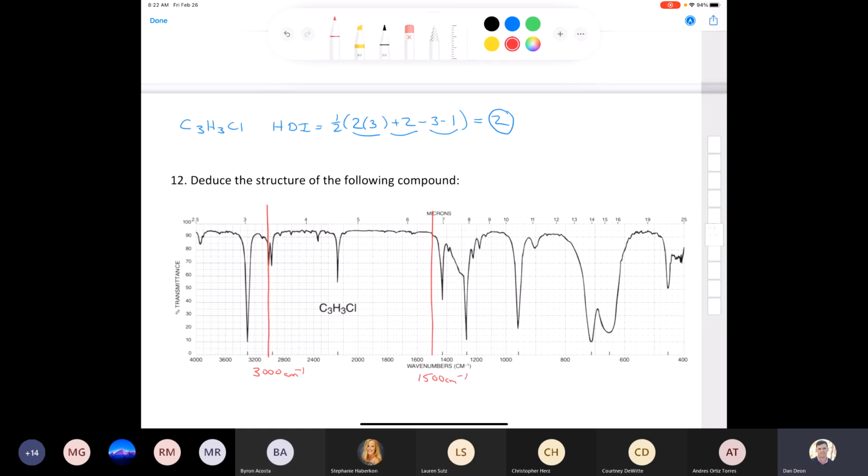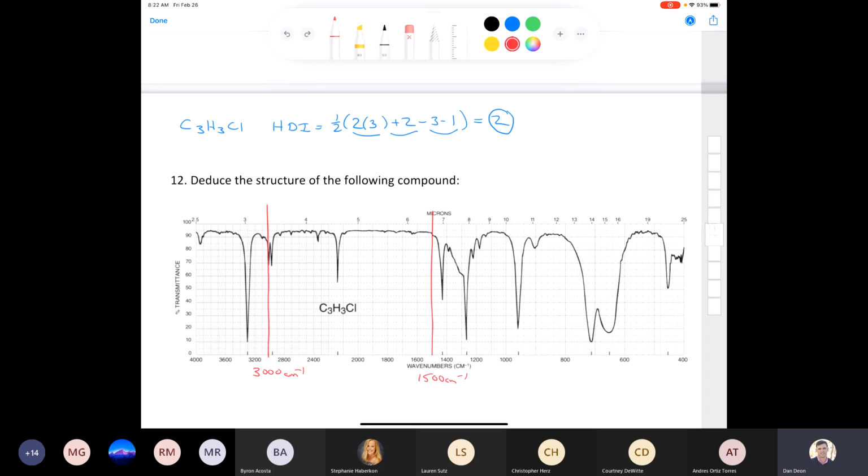Sorry, can you repeat that? Like there's a little peak at 2400. Will that be like a double bond? So 2400, you mean this peak here? Because this is 2400 right here. Yeah, that one. I would say that one is really too small to be able to figure out what that might be.